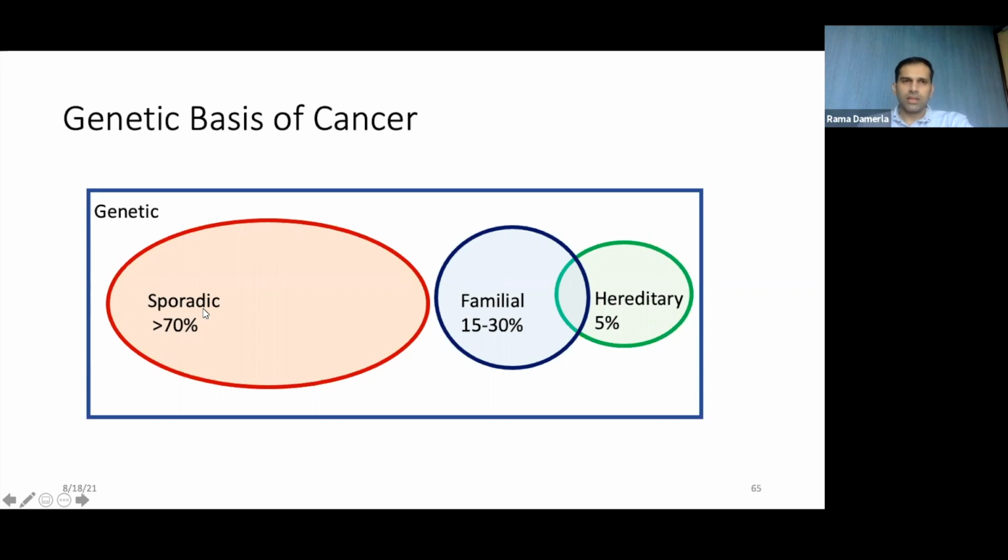So most of the cancers are sporadic, and there are 15 to 30% of cancers that are familial. These are cancers that run in families, but there's no pinpoint accurate estimation of what the mutation or the factor causing cancer is. And then there are hereditary cancers that account for 5% of all cancers. These tend to be much earlier in onset. So this could be childhood cancers or early development of breast or colorectal cancers.